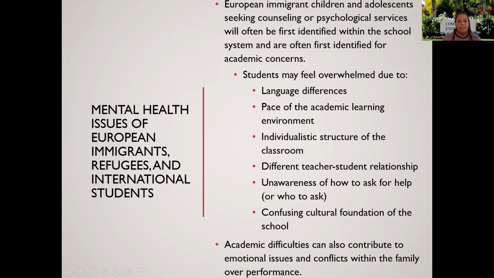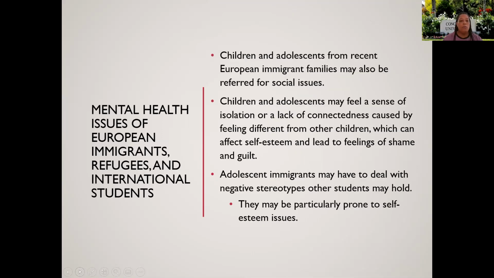When treating children and adolescents, those seeking counseling or psychological services will often be first identified within the school system, and are often first identified for academic concerns. Sometimes the student will feel overwhelmed due to language differences, pacing of the academic learning environment, individualistic structures of the classroom, different teacher-student relationships, unawareness of how to ask for help or who to ask for help, and confusing cultural foundations of the school. Academic difficulties can also contribute to emotional issues and conflicts within the family over performance.